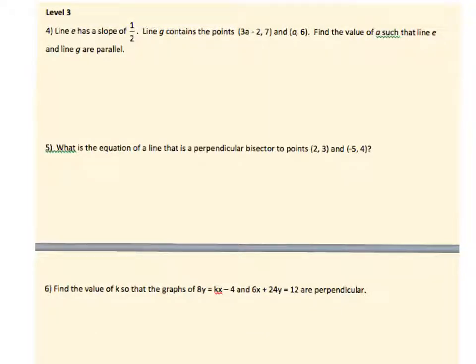Okay, level 3 is using the idea of slope and perpendicular slopes and parallel slopes and just solving equations or continuing to write equations of lines. So in 4 it says line E has a slope of 1/2. Line G contains the points 3a minus 2 comma 7 and a comma 6. Find the value of a such that line E and G are parallel.